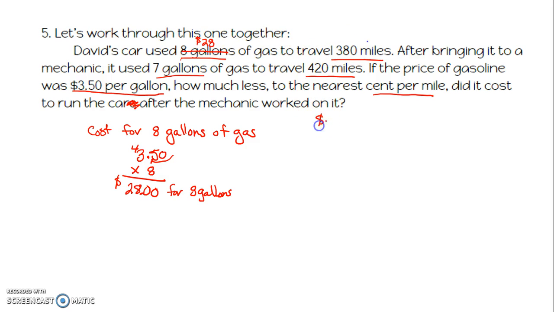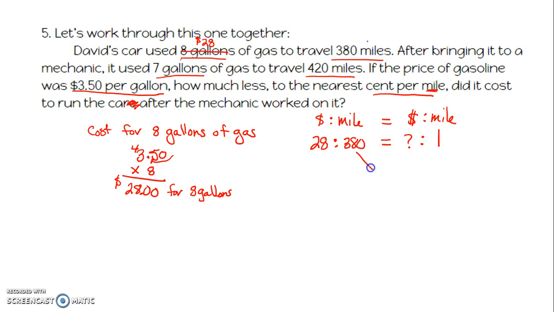So let's do money per miles, because they care about how many cents per 1 mile. And then our money per miles. So we just figured out it costs $28 to go 380 miles. And we're asking how much does it cost to go just 1 mile. We don't know the cost for just 1 mile.